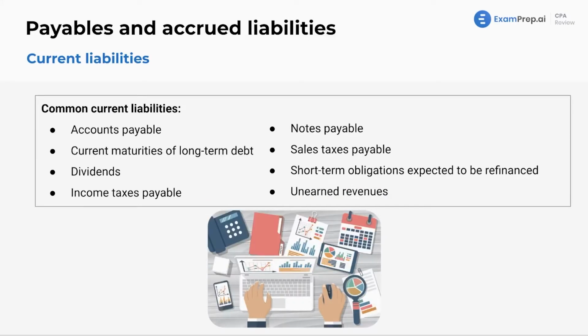Here are more examples. We've got accounts payable, right? This is when you just purchase some merchandise, purchase some inventory. Current maturities of long-term debt, just as I mentioned prior there. Dividends. So generally, if you declare dividends, you'll pay them out within a year. Would be kind of weird if you declared them many years in advance.